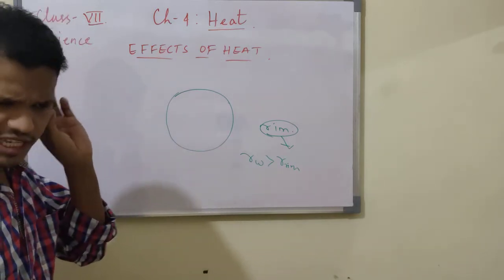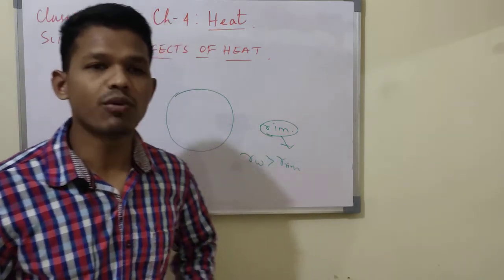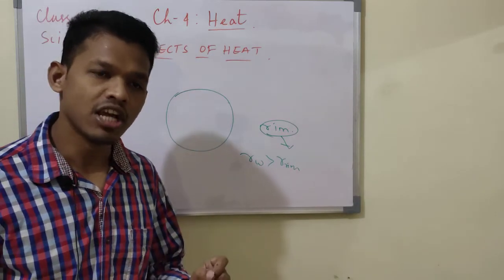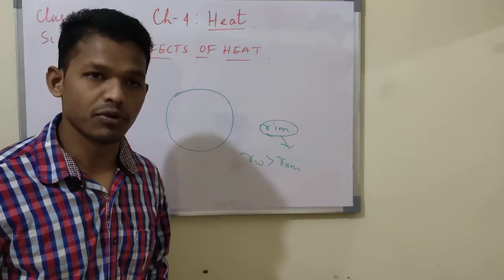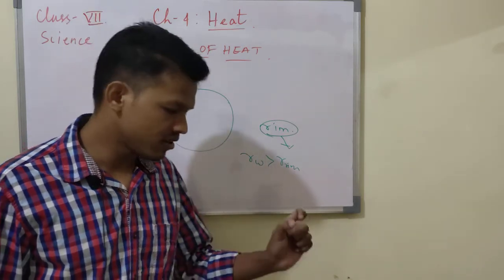Therefore, you will see several examples. For example, in railway tracks, you will find there is no continuous track. There will be some gap. Why is that gap left?